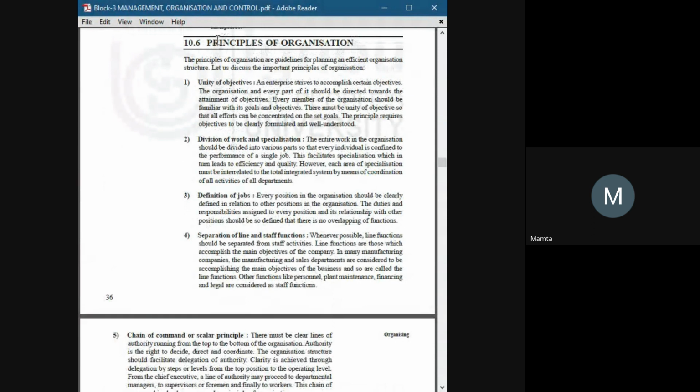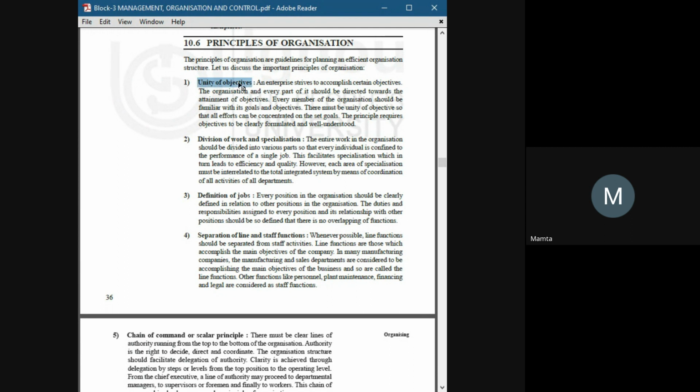Now we will read some principles of organization. Principles of organization. Unity of objective. Every department, we have classified some activities in different groups, but all these activities are working towards one common goal. So the principle here is unity of objective.